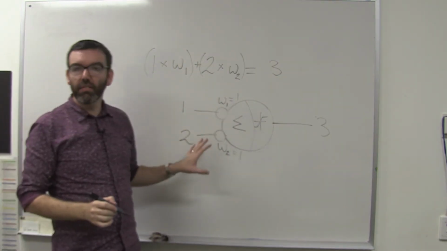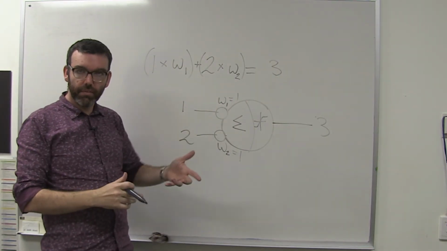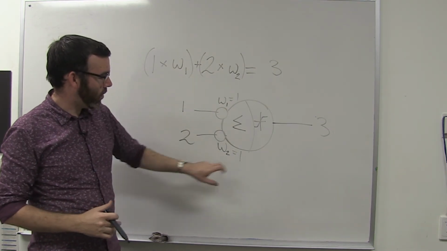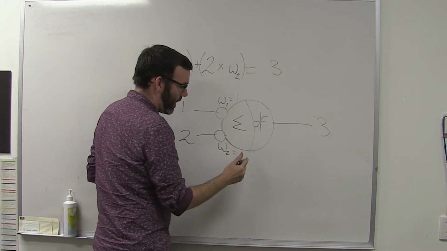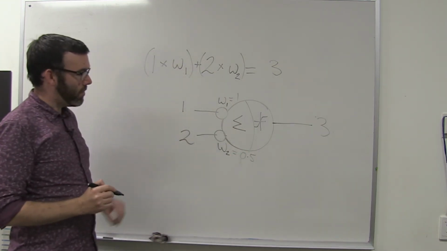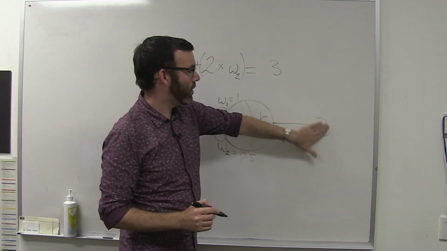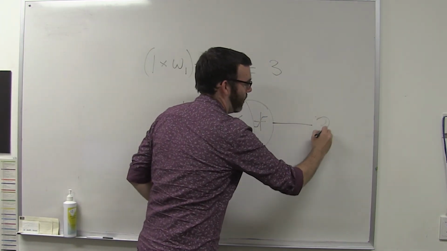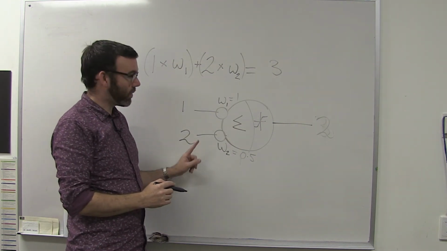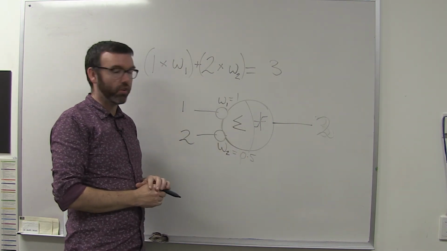But you'll notice that this now gives us the ability to modify this aspect. If, instead of W2 being 1, I made this weight 0.5, then the output here is no longer 3, it's actually 2, because I'm effectively halving this 2 coming through and diminishing its contribution to the output.